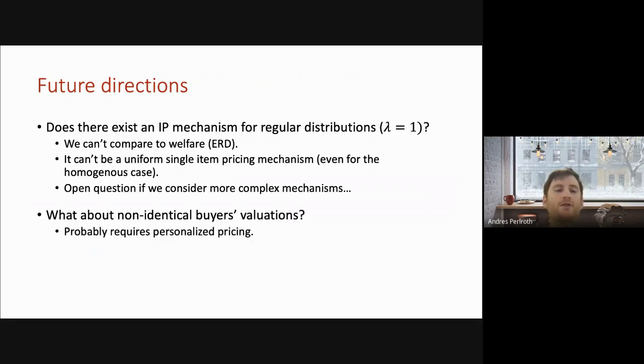The second question that we don't discuss in the paper, and we think is an interesting avenue for future research, is extending our analysis beyond the IID framework. What happens with an intermediary-proof mechanism where buyers do not have the same valuations? We believe it would require some personalized pricing in order to obtain good revenue guarantees among all different demand structures.